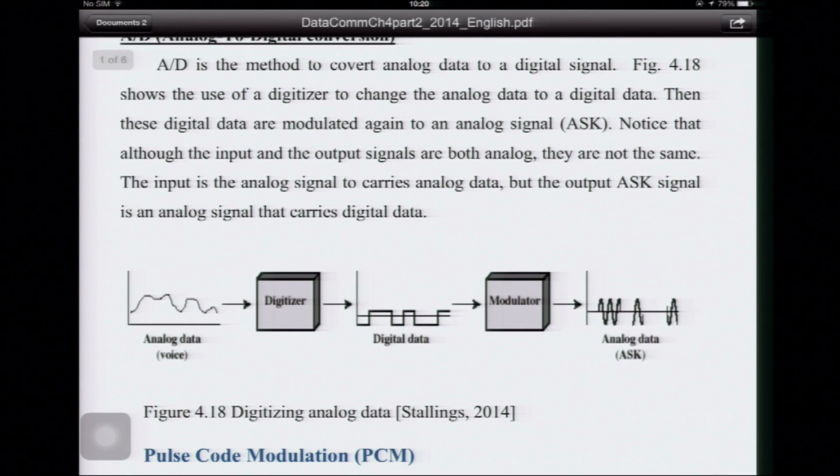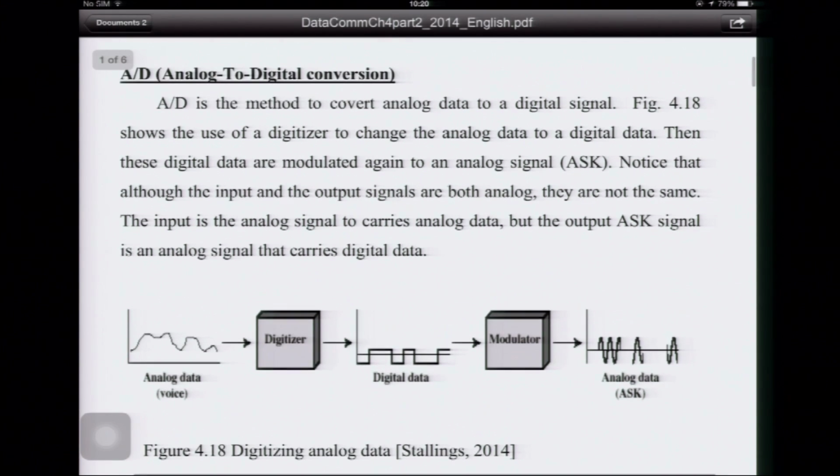Then you have digital data and you modulate, and you will get analog data, or ASK. So this picture is a combination of analog to digital and digital to analog. The first part, the digitizer, is A to D conversion, and when you get digital data, then in order to send it through, for example, the cellular phone system, through the medium which is the air, you have to use a digital modulator, which converts digital data to analog signal.